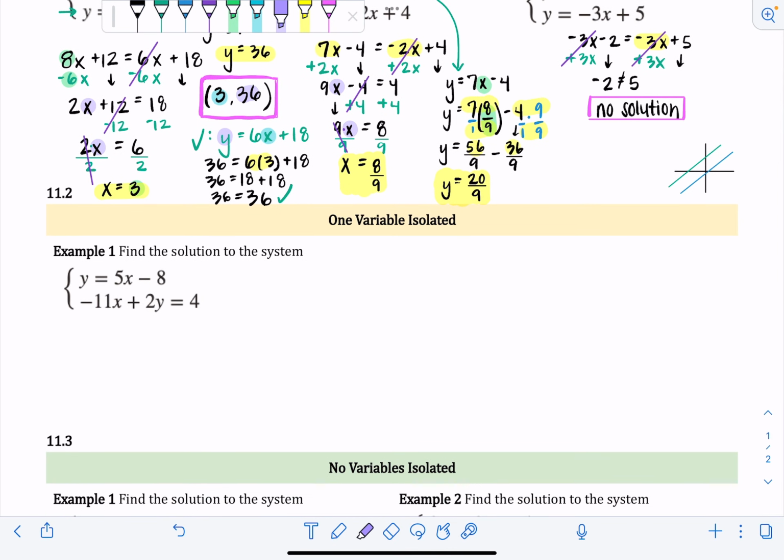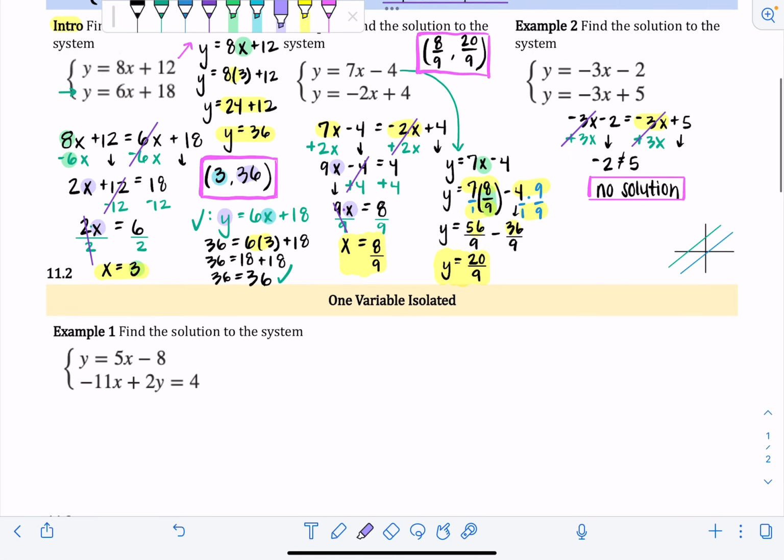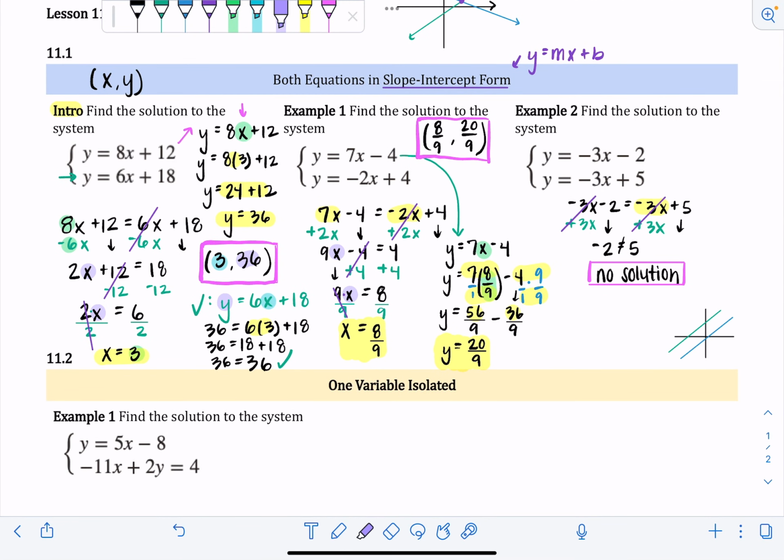Okay, so moving down to 11.2, this is one where we just have one equation with the variable isolated as opposed to both, like we did up here. Hopefully that was a good introduction to substitution. And then just remember, you can always rewatch any of the examples you need to.